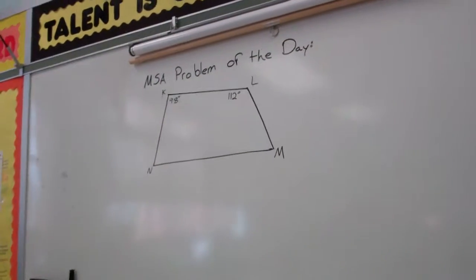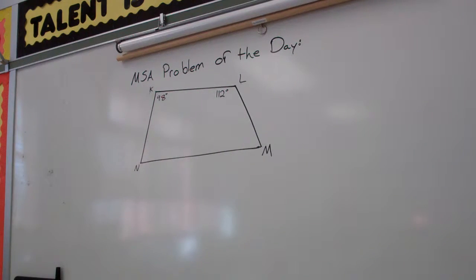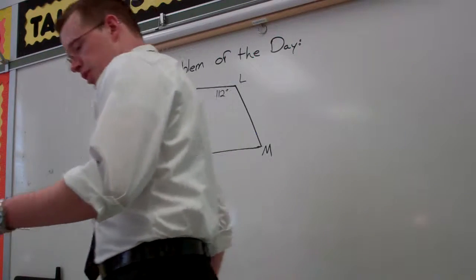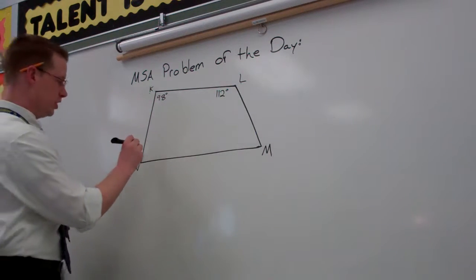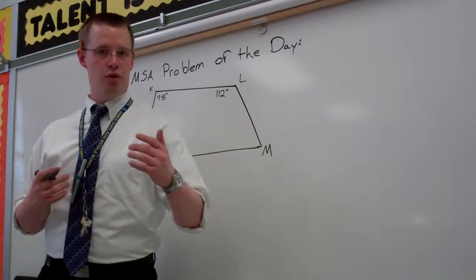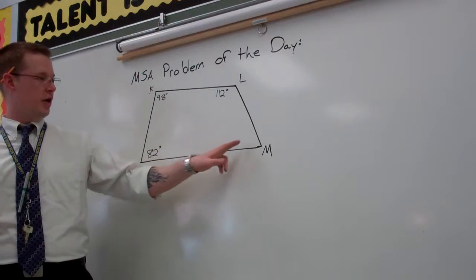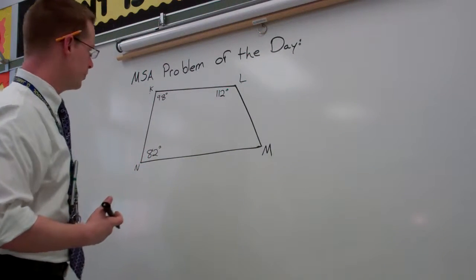Let's talk about our MSA problem of the day here. We were looking at a quadrilateral KLMN that had all these different degrees in them. K was 98, L was 112, N was 82 degrees, and we didn't know what M was. So the problem here is we need to figure out what is going to be the measure of angle M.